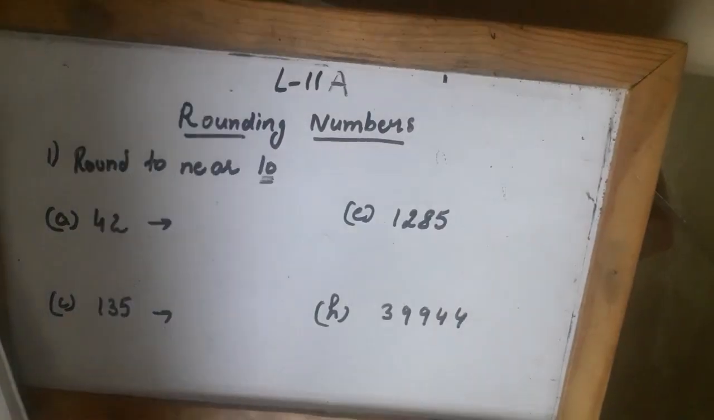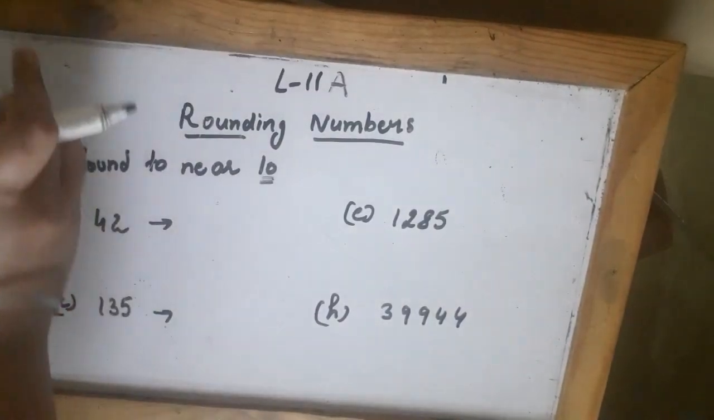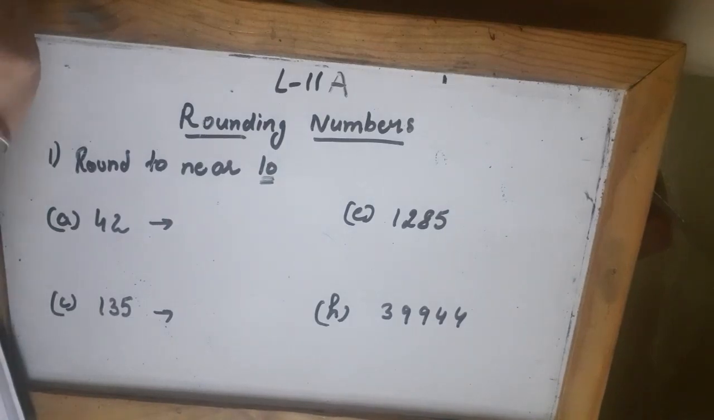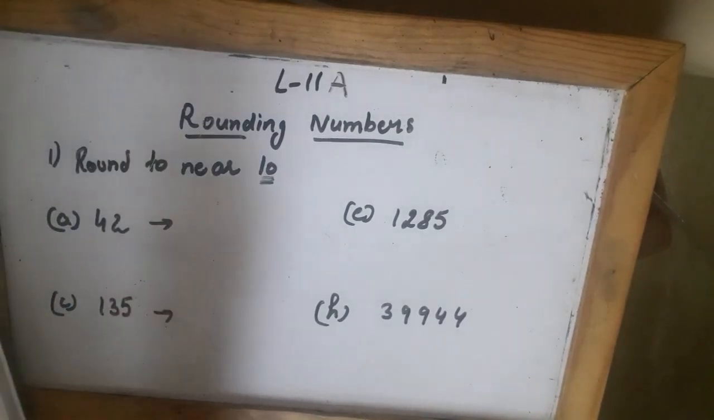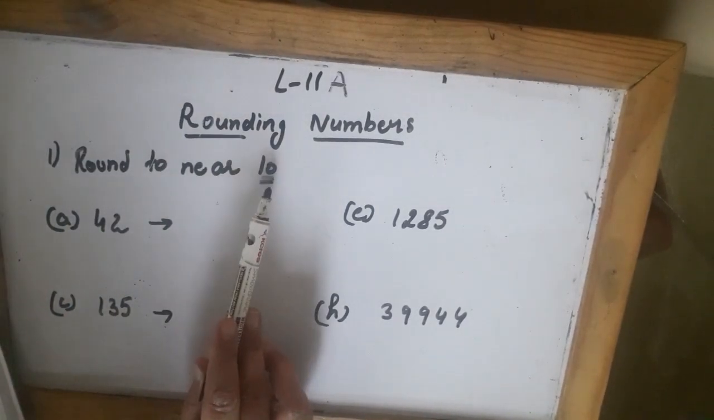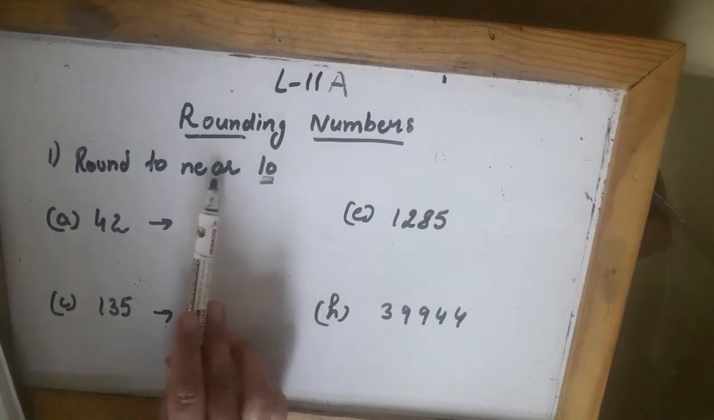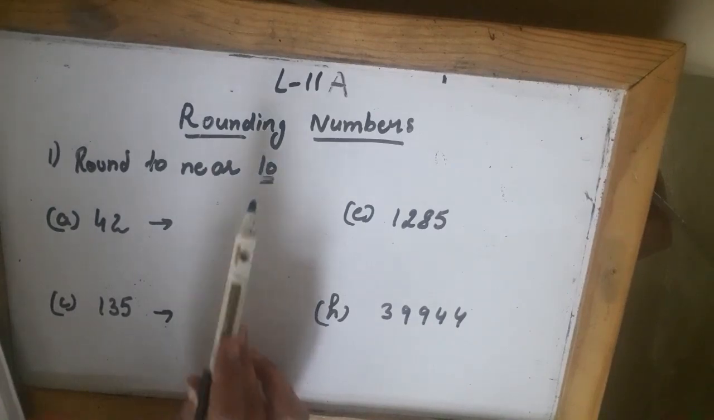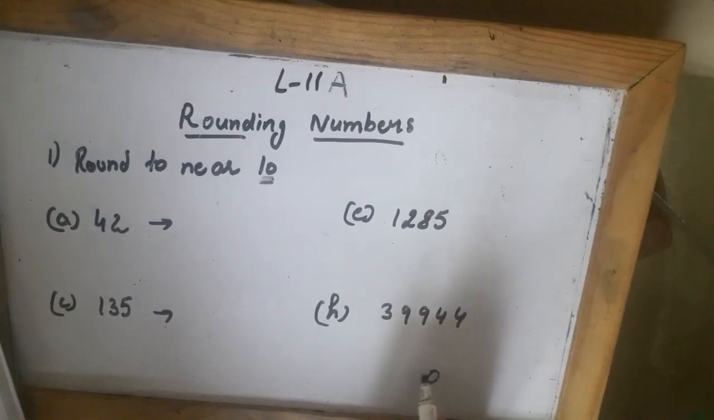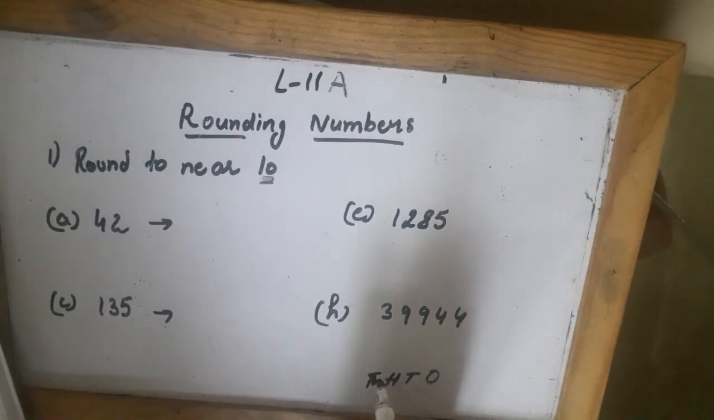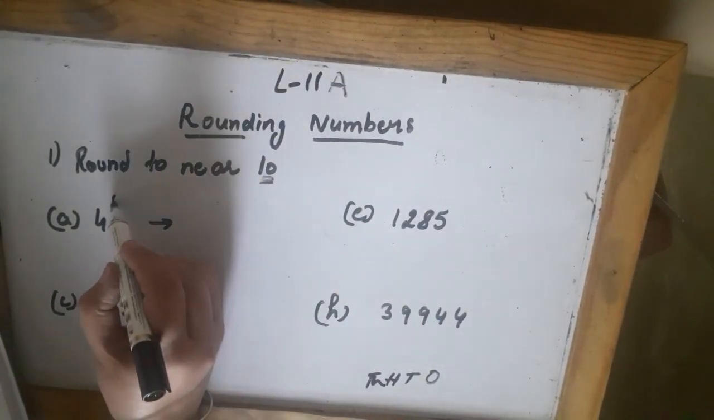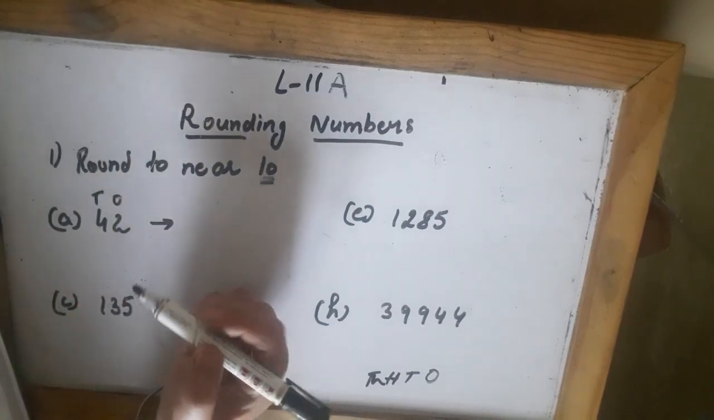We will learn how to round off the numbers. So I'll start with exercise 11A. In the first question, it's written: round the given numbers to the nearest 10. Nearest 10 means to the nearest tens place. Now you know the places: ones, tens, hundreds, thousands, like this. So we will mark the place, like this is the ones place, and this is the tens place.